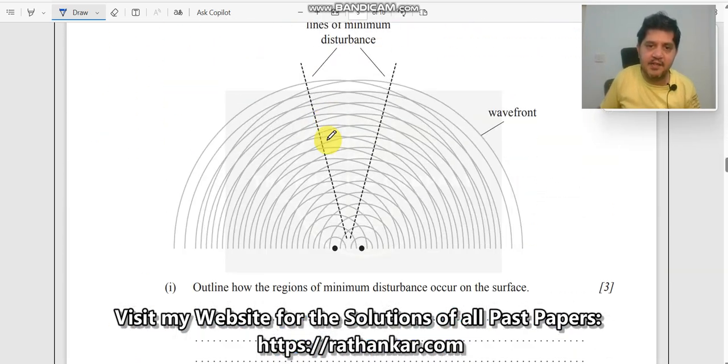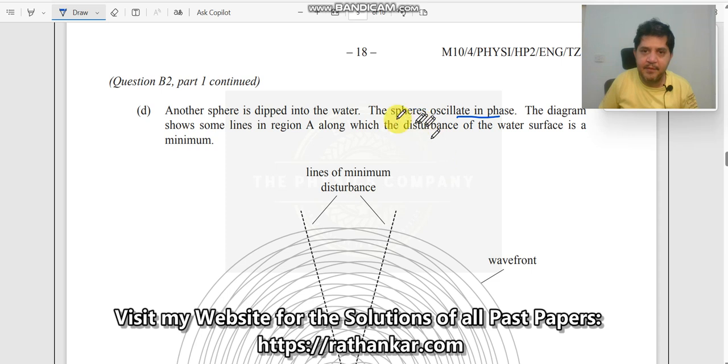So two waves are being generated simultaneously, and they are simultaneously interfering. Now let us look at this. The spheres are oscillating in phase. It means that if this is a rod connected to the motor, the motor rotates and this rod starts vibrating like this. Two spheres are connected here, and if this is the water surface, it starts vibrating like this.